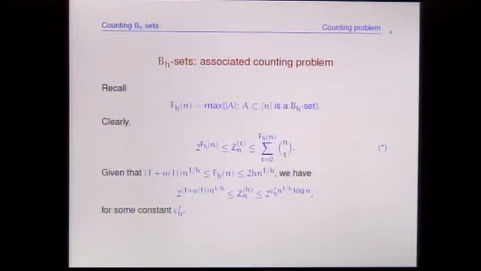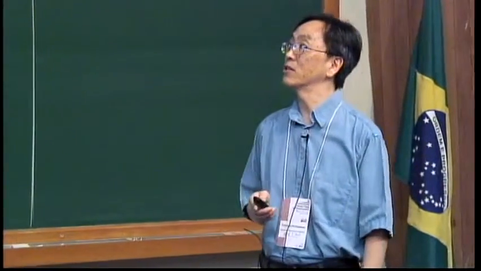Okay, yes? Already for Sidon sets, you have this log n? Well, if I just use this, yes. Yeah, if I sum these binomial coefficients and just use the fact that they're at most root n, I get this log n. So there's a log n difference in the exponent.